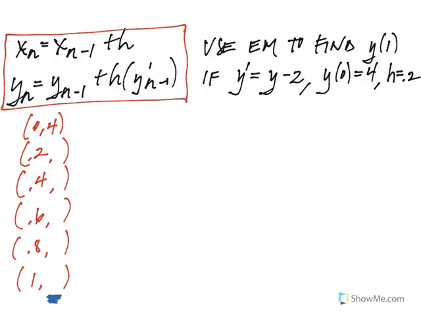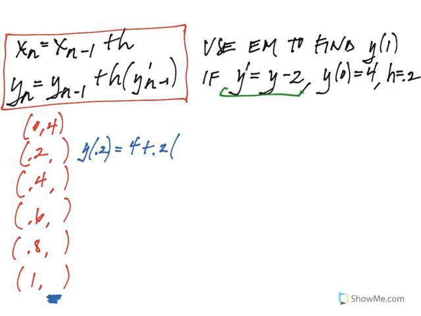So the first x value is going to be 0.2, and to get the corresponding y value, y of 0.2, that's going to be equal to the previous y value, which is the y value when x is equal to 0. So that's 4, plus my step times the value of the slope of the function at the previous point. To find the slope at the previous point, I'm going to use my slope machine here.